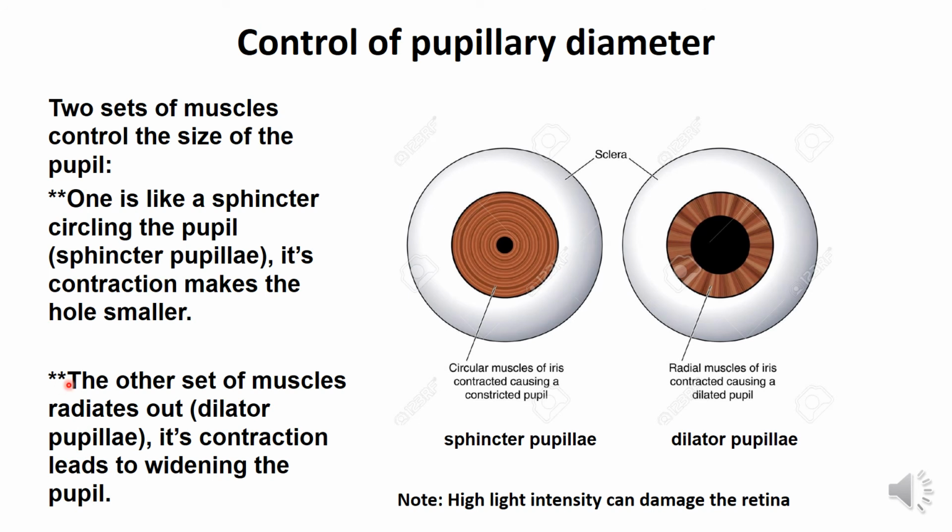The diameter of the pupil is controlled by two sets of muscle. One is like a sphincter circulating the pupil, and this is called sphincter pupillae. Its contraction makes the hole smaller. On the other hand, there is another set of muscle. When this muscle contracts, the diameter of the pupil is increased. This is called dilator pupillae muscle.